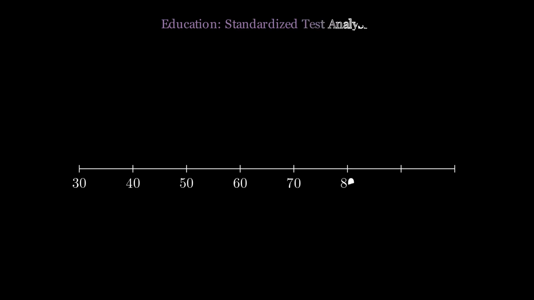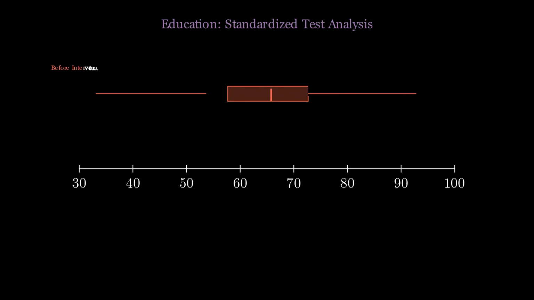In education, box plots reveal program effectiveness powerfully. These side-by-side box plots compare test scores before and after a teaching intervention. Before intervention, the median score was 66 with wide variability. After intervention, the median jumped to 74, and the box narrowed, showing more consistent performance. The entire distribution shifted right toward higher scores.